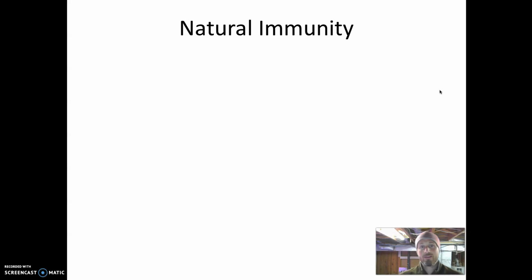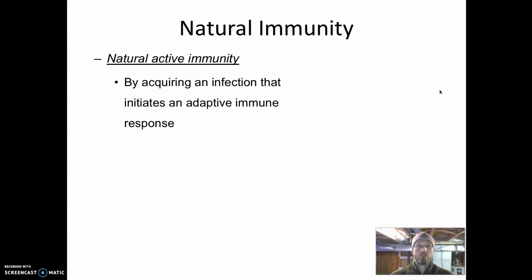So let's think about the different kinds of natural immunity. So we've said that there can be natural active immunity. So we know natural are things that occur in the normal life processes of animals without medical intervention. And then active is where they're exposed to the antigen and their body learns to make the antibodies against that antigen. So here, natural active immunity is when an organism acquires an infection that initiates that adaptive immune response.